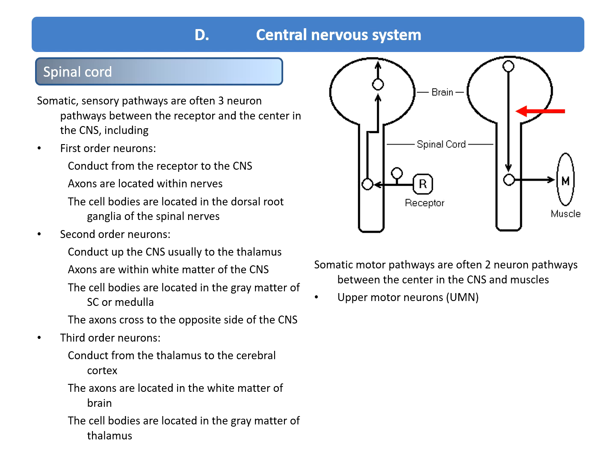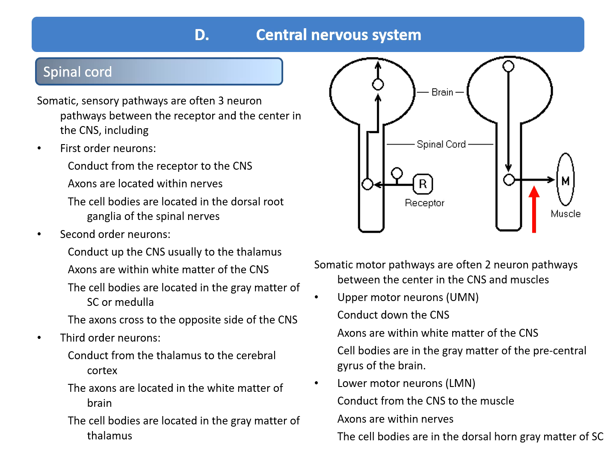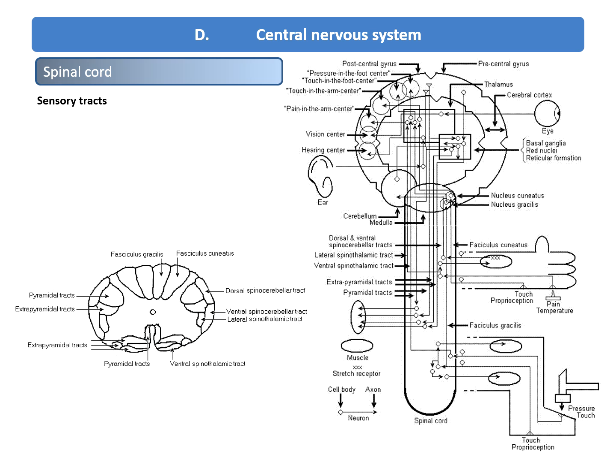the muscles. They include an upper motor neuron, UMN, which conducts down the central nervous system. The axons are within the white matter of the central nervous system, and the cell bodies are in the gray matter of the precentral gyrus of the brain. The lower motor neurons, LMN, conduct from the central nervous system to the muscle. The axons are within nerves, motor nerves, and the cell bodies are in the ventral horn gray matter of the spinal cord. Let's look at the sensory tracts in more detail.